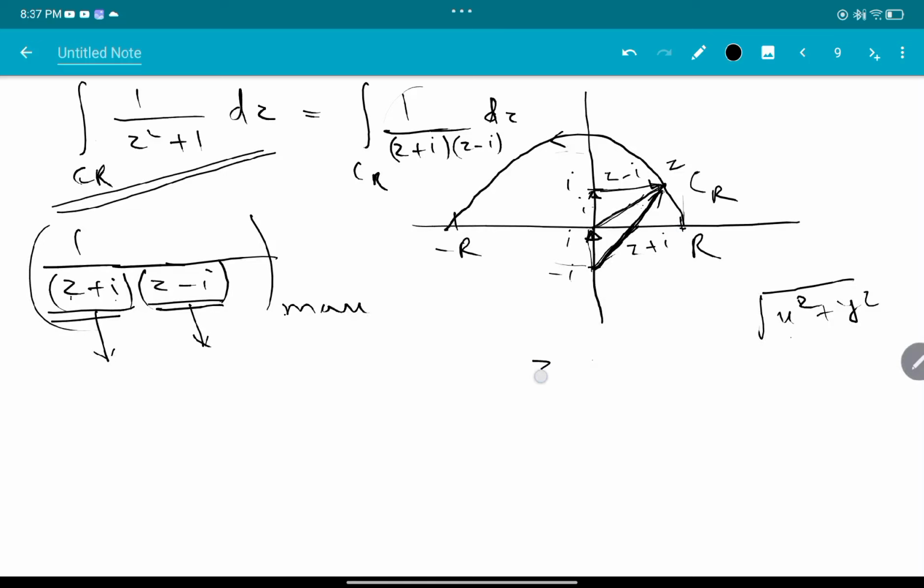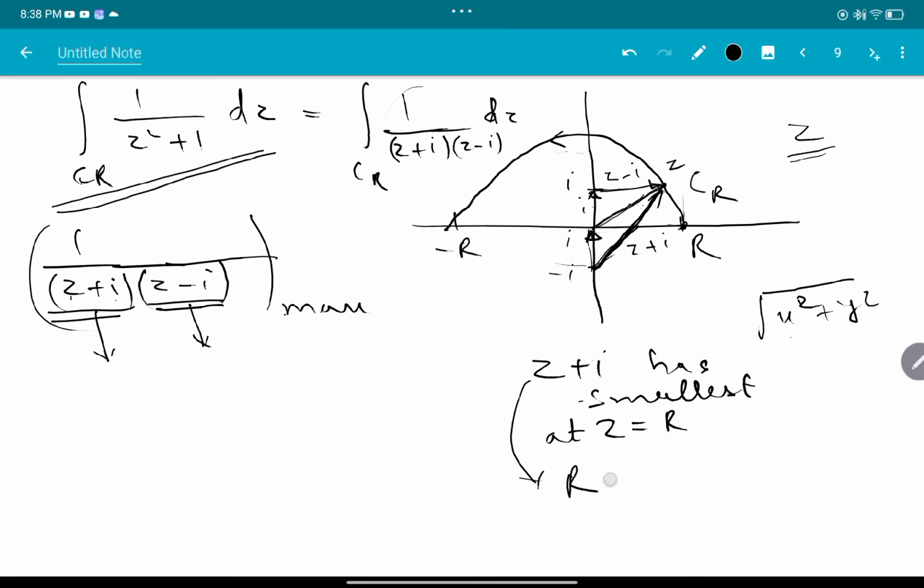So Z plus I has its smallest value at r, at Z equal to r, where Z is equal to r. If you take this point, its position vector with respect to the origin is r. Remember, Z is measured from the origin. Now Z plus I has its smallest value at Z equal to r. But what is the smallest value? Just substitute r in place of Z, you get r plus I. r plus I is its smallest value.